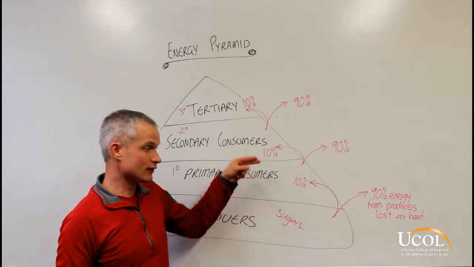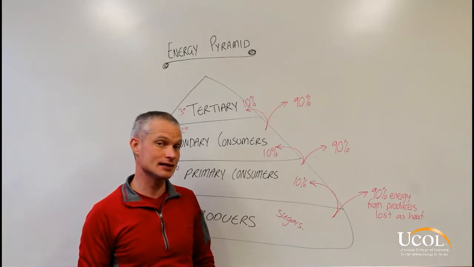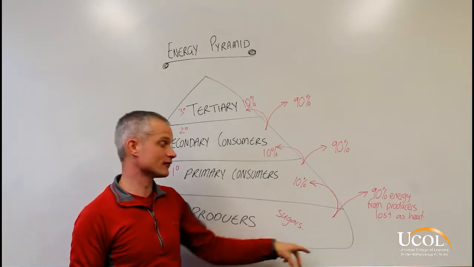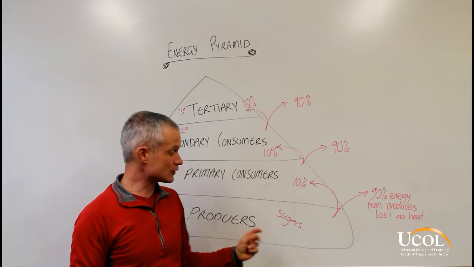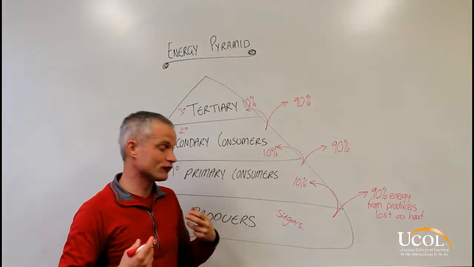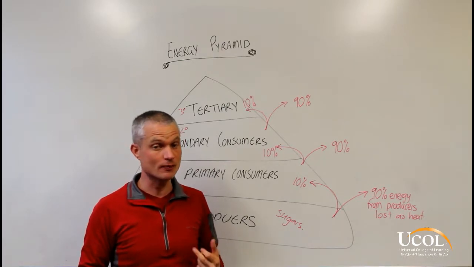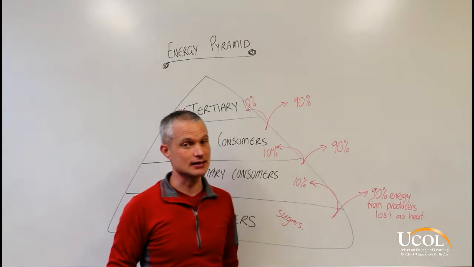So each level up the food pyramid, only 10% of the energy from the level below it is available to the next level up. That's because 90% is always lost as heat to fuel all the metabolic processes and to keep those organisms warm. They lose a lot of energy as heat.